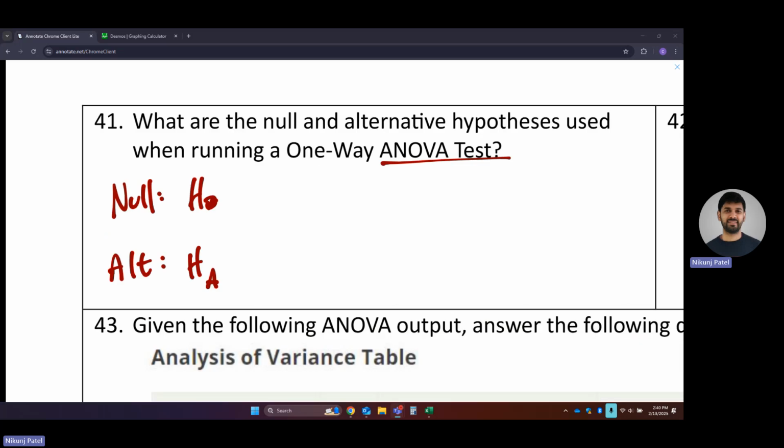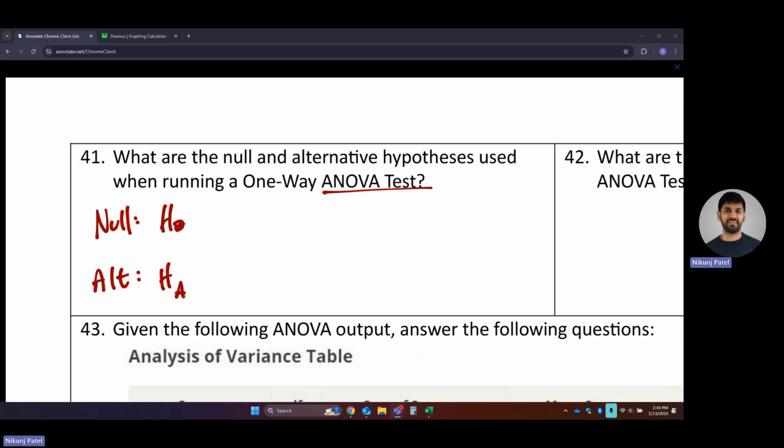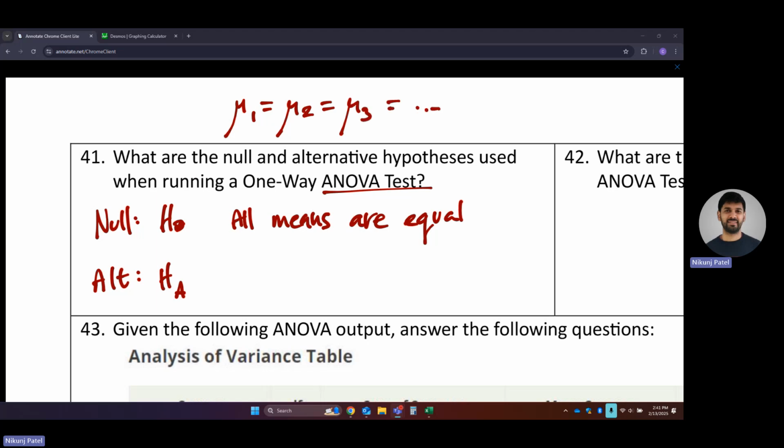In an ANOVA test, you have several means, not just one. You have more than one. So in an ANOVA test, the null hypothesis will say that all means are equal, because before we would say mu equals some number for the null hypothesis. But when you have multiple, you would say mu1 equals mu2 equals mu3 equals so on and so forth. If you have an ANOVA test, you have several averages or several population means. So in short, you can put all means are equal.